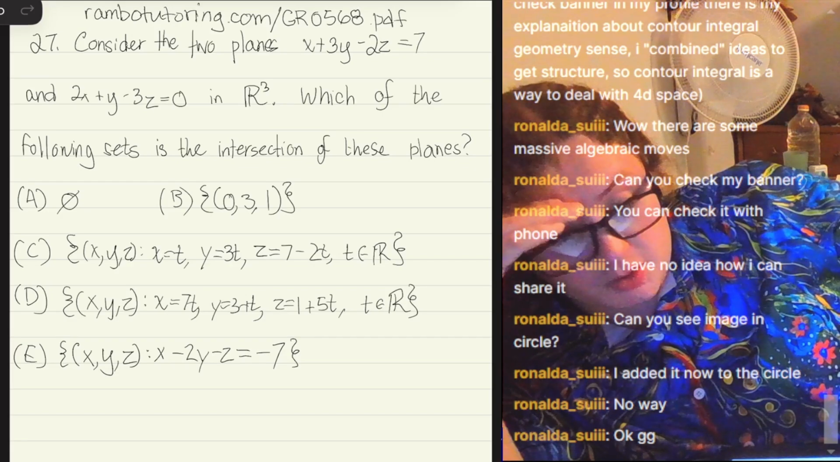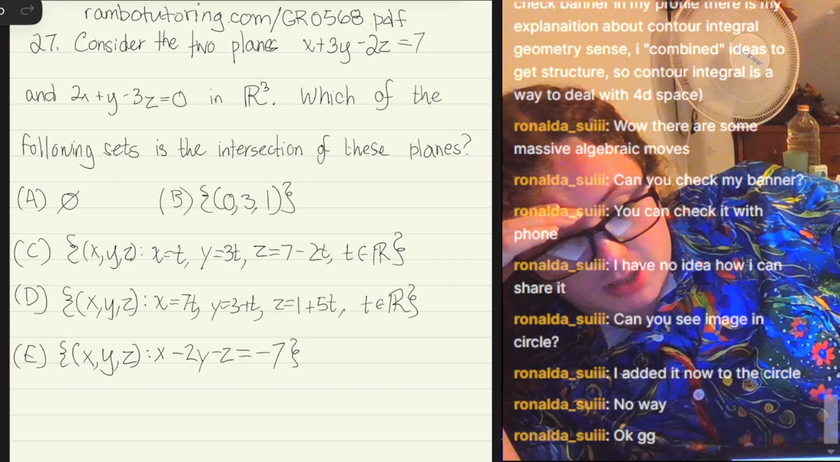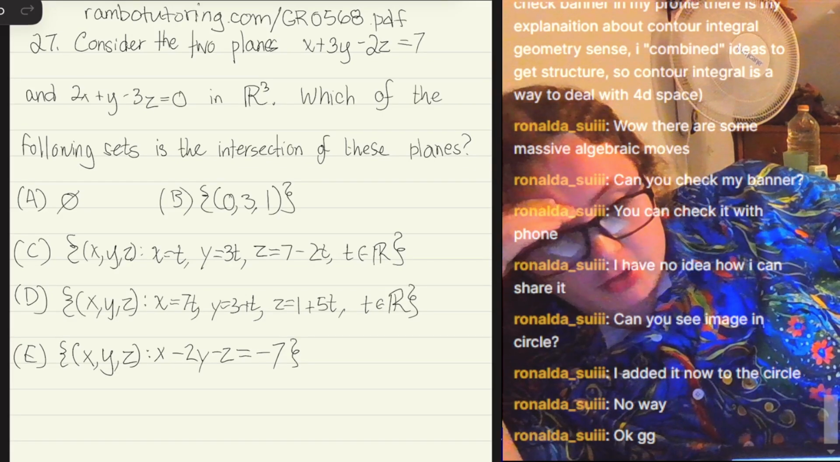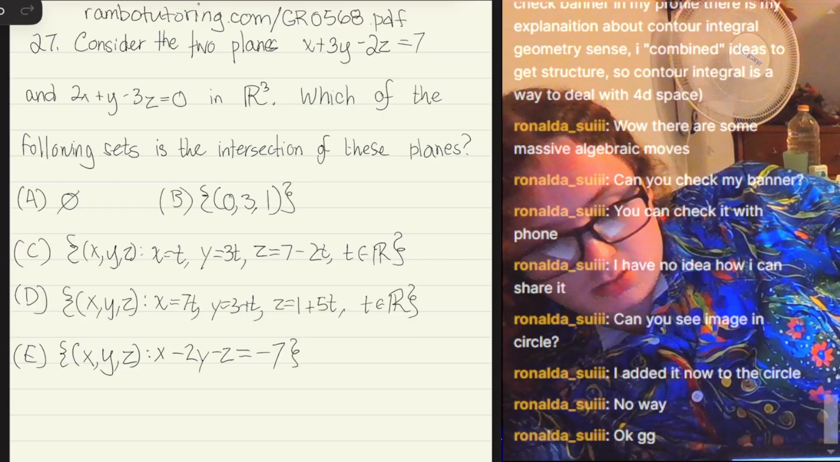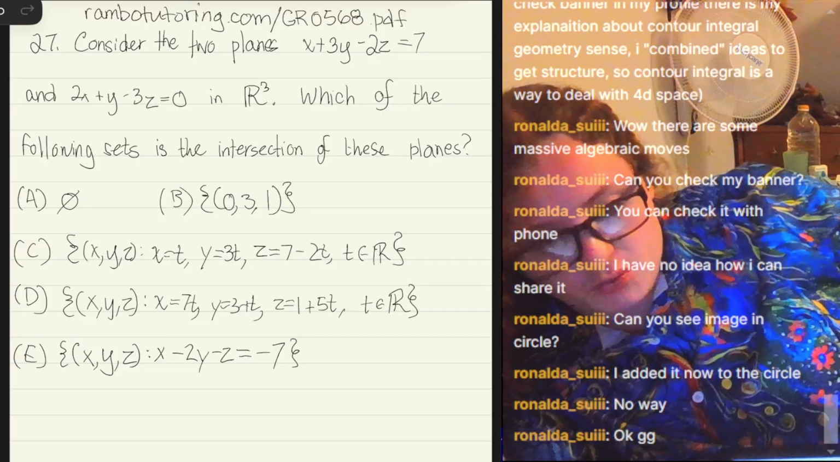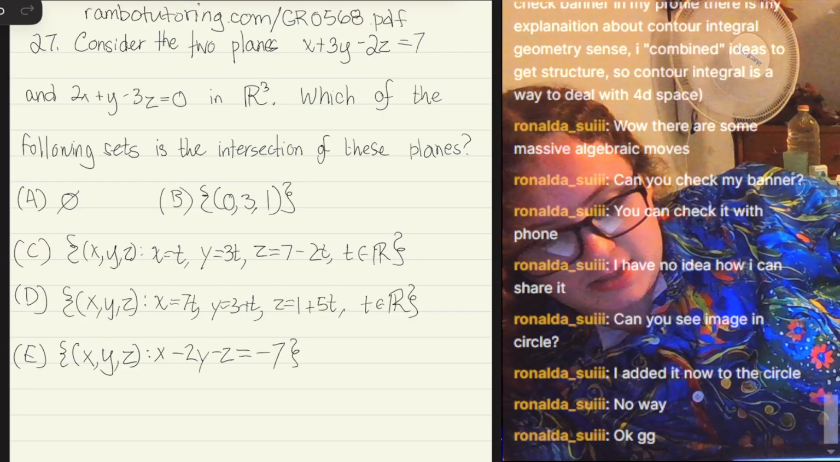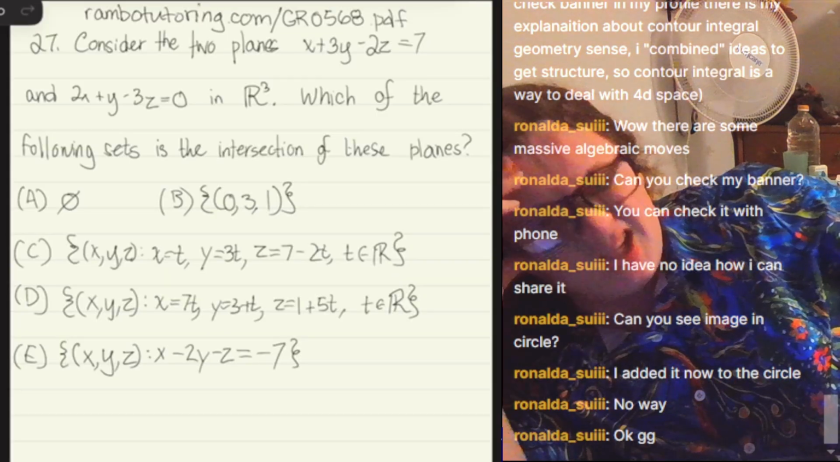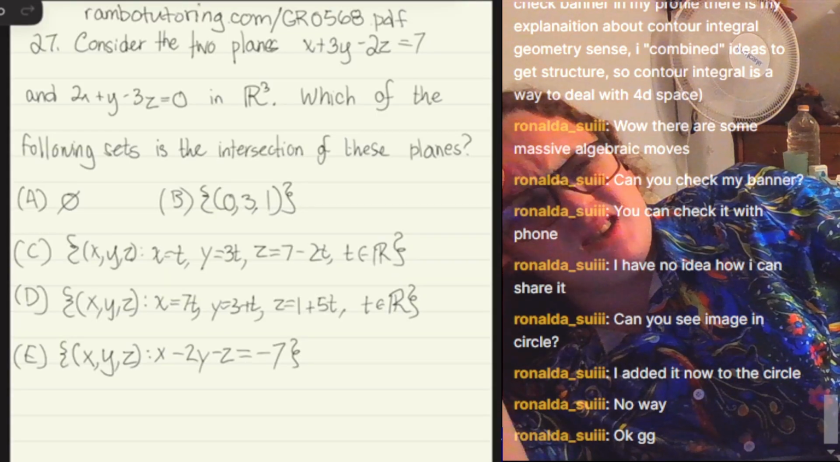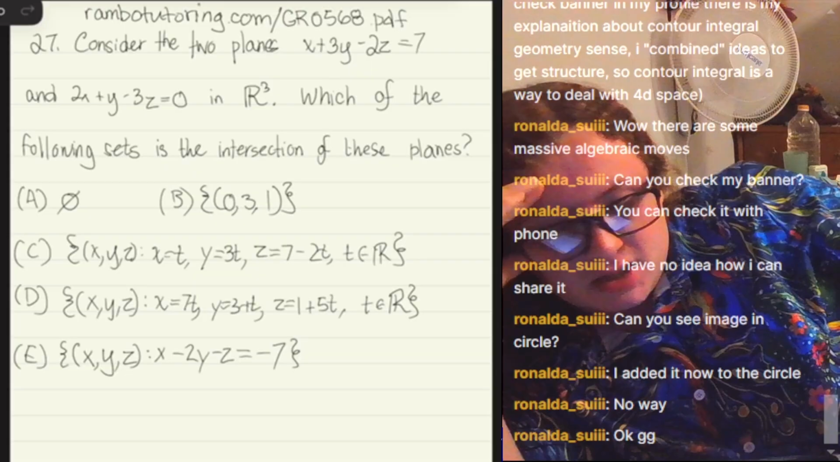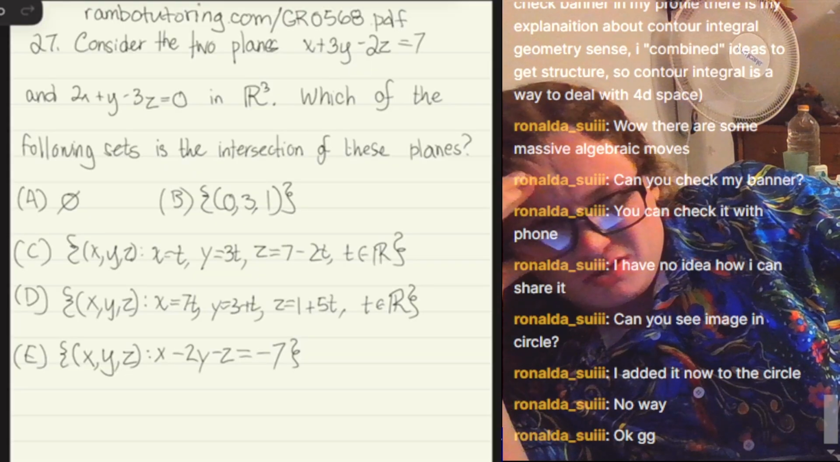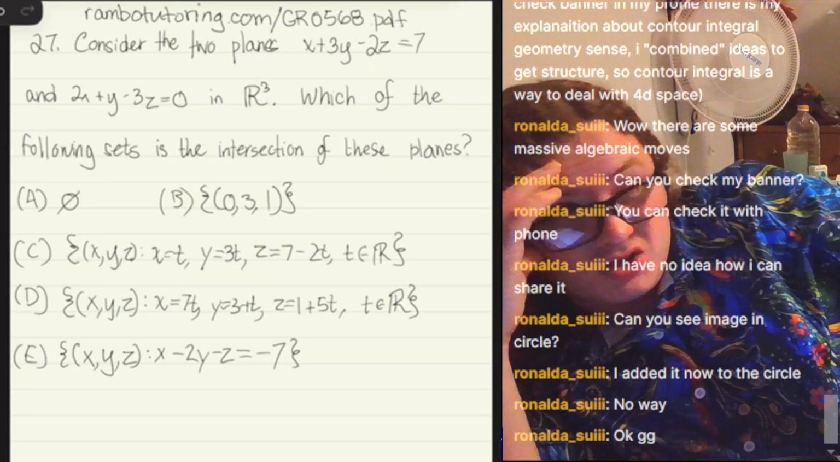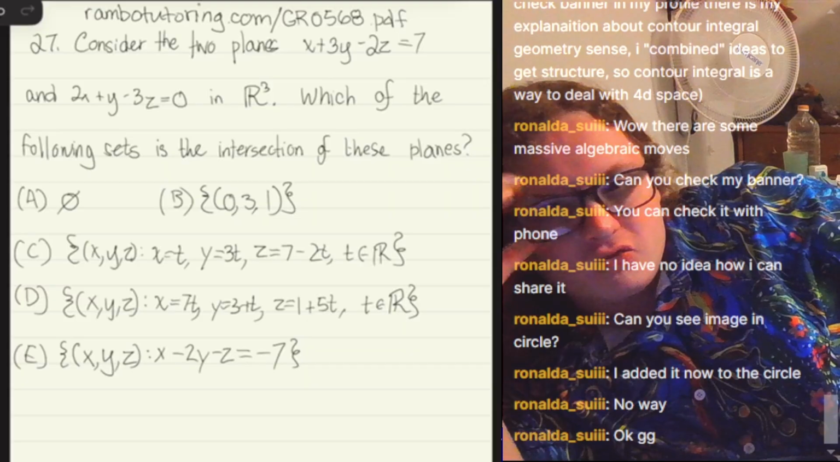Okay, consider the two planes x plus 3y minus 2z equals 7 and 2x plus y minus 3z equals 0 in R3. Which of the following sets is the intersection of these planes? The intersection of two planes, unless they're the same plane, which I doubt, should be a line, which is 1 degree of freedom.